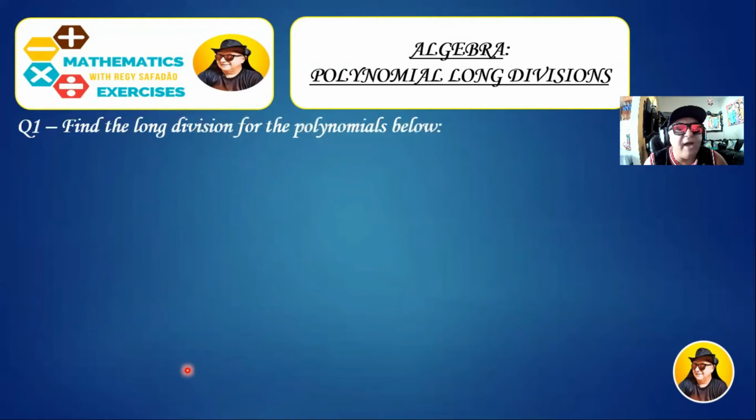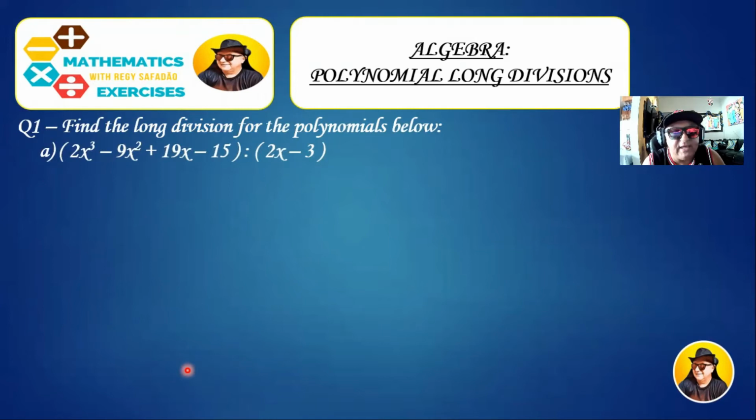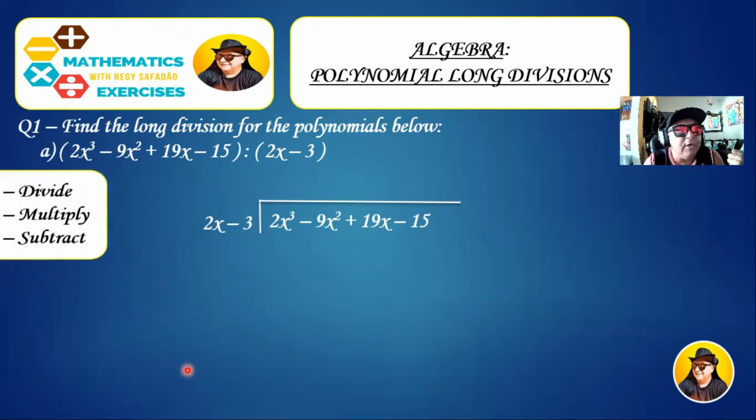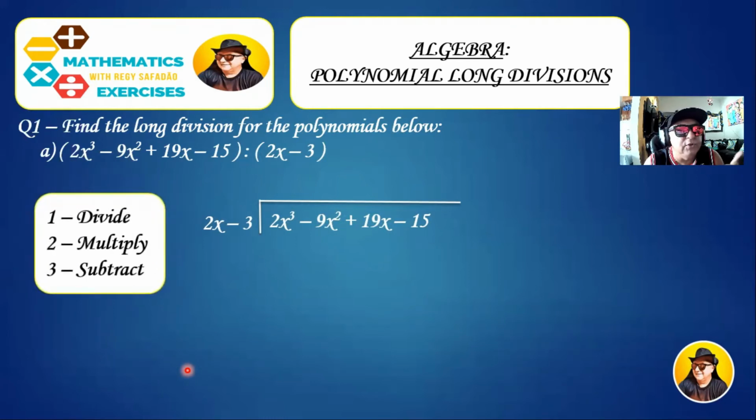Question number 1. Find the long division for the polynomials below. So question A, 2x cubed minus 9x plus 19x minus 15 divided by 2x minus 3. Let's prepare the division. Okay. All right. So one very important thing to remember. We are going to take 3 steps. Okay. 1, divide. 2, multiply. 3, subtract. We are going to do 1, 2, and 3 steps as many times as necessary.